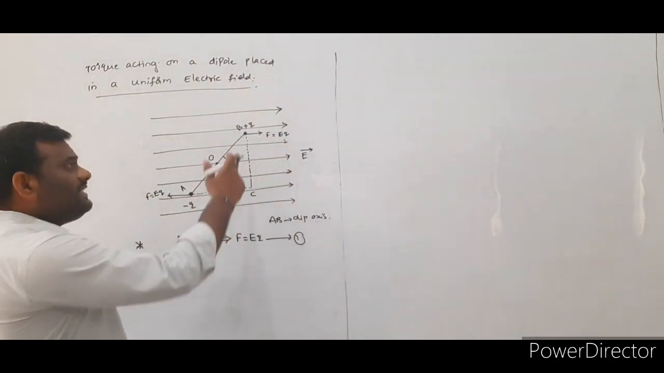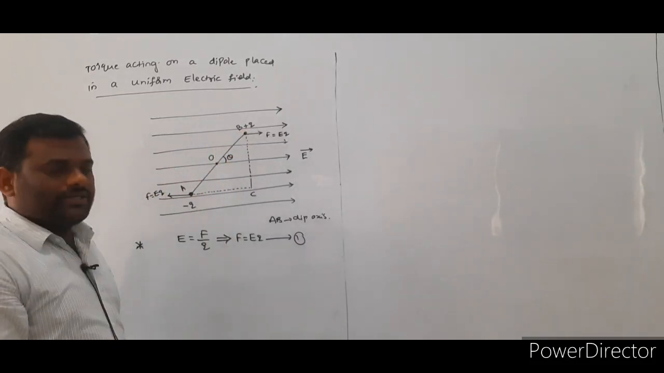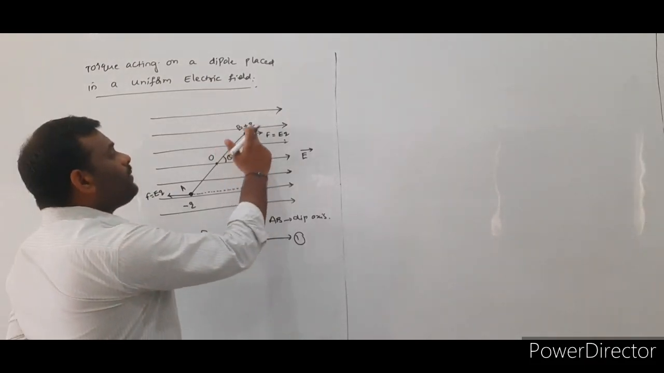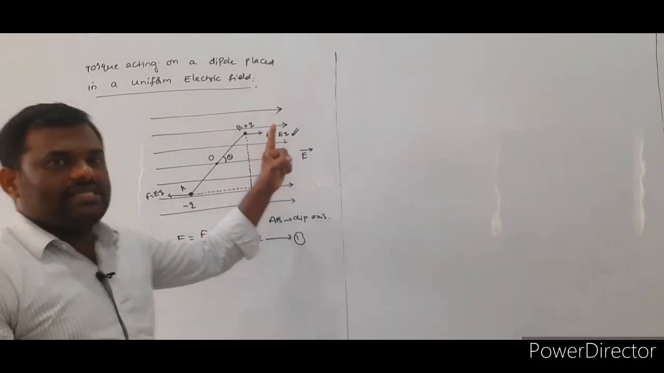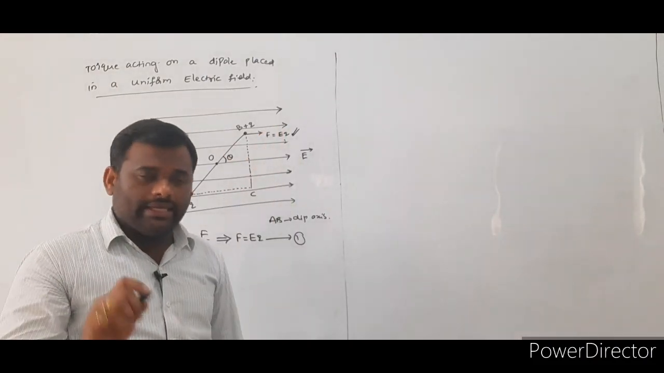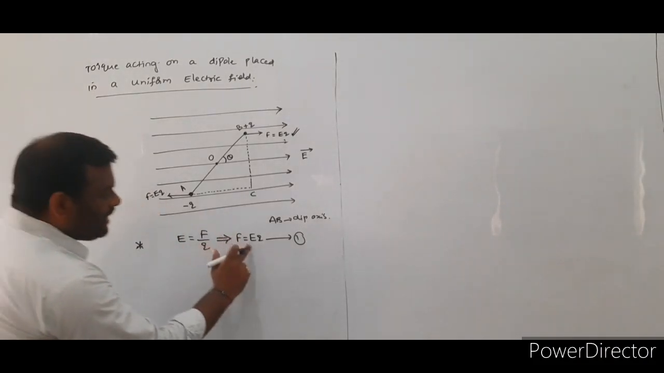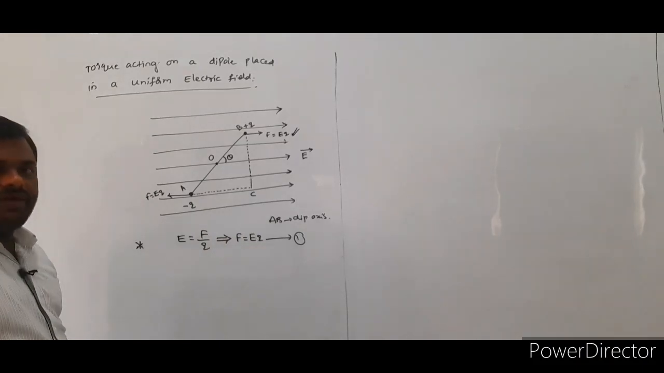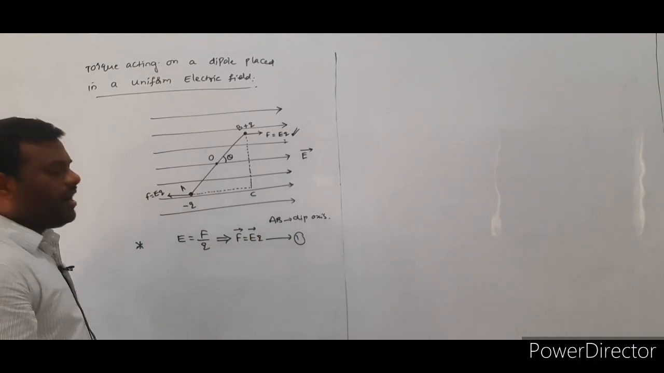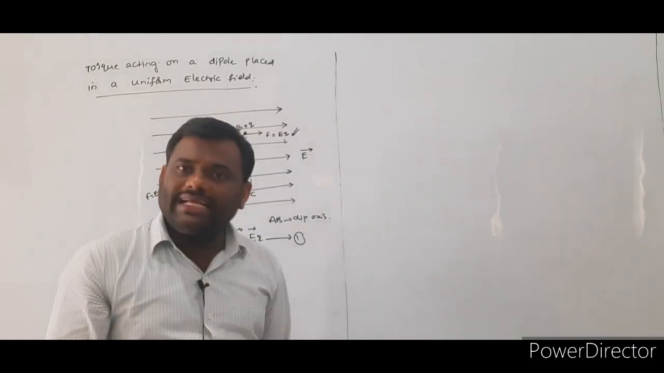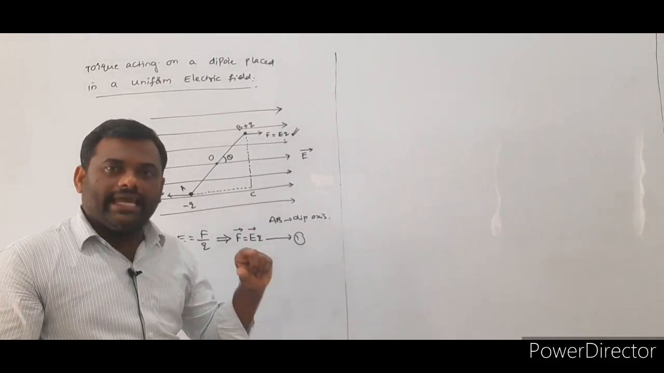Now from the given diagram, here the positive charge will be there. Over the positive charge, the magnitude of the force acting is given by F is equal to EQ. Here one thing we have to remember: both F and E are vector quantities. So I will write F bar is equal to E bar into Q. Here Q indicates the charge, which is a scalar quantity.